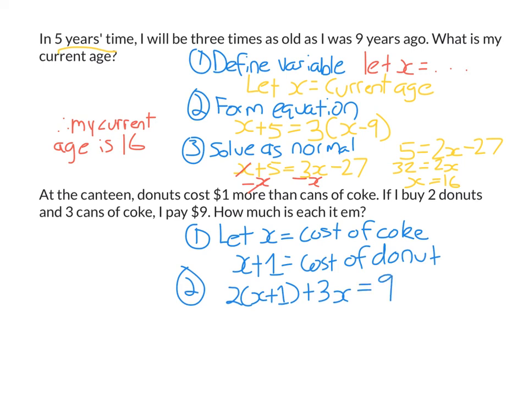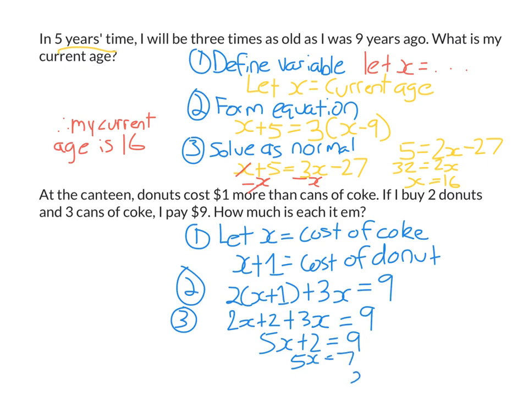So that is the hard part, doing all this and coming up with the equation. Now I just need to solve it as normal. So I'm going to first expand the brackets. And now I need to collect like terms. So 2x plus 3x is just 5x. So I get 5x plus 2 is equal to 9. Subtract 2 from both sides, and then if you divide by 5, you get x equals 1.4.